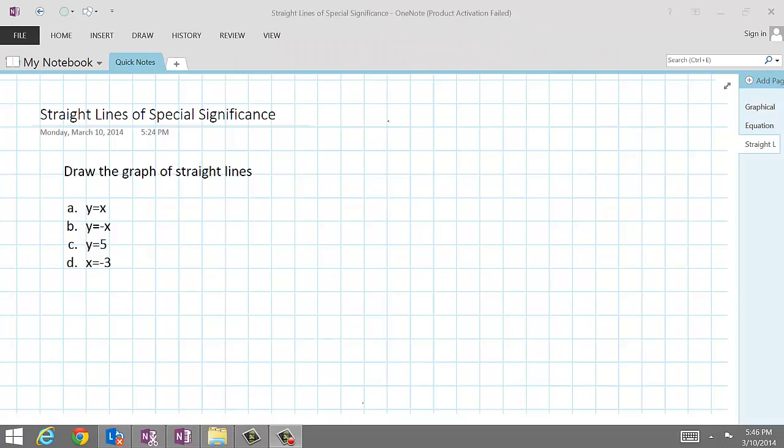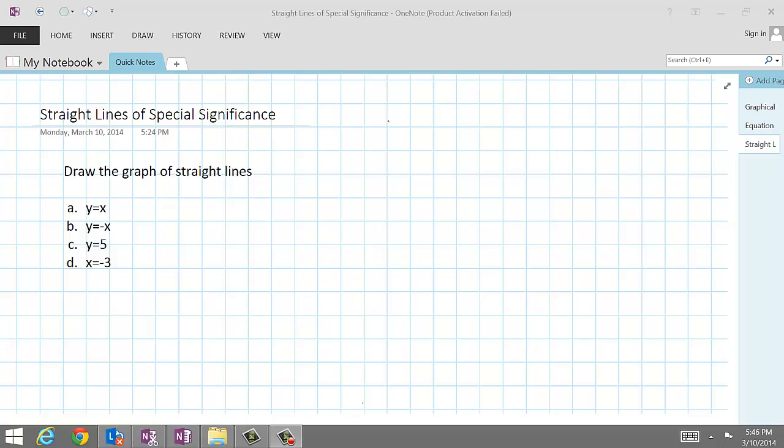Straight lines of special significance. The following straight lines have special significance while we work through graphs. It's better if you remember the following straight lines and their graphs. For example, the line y is equal to x that divides the first and the third quadrant. We will draw the graph for this line.